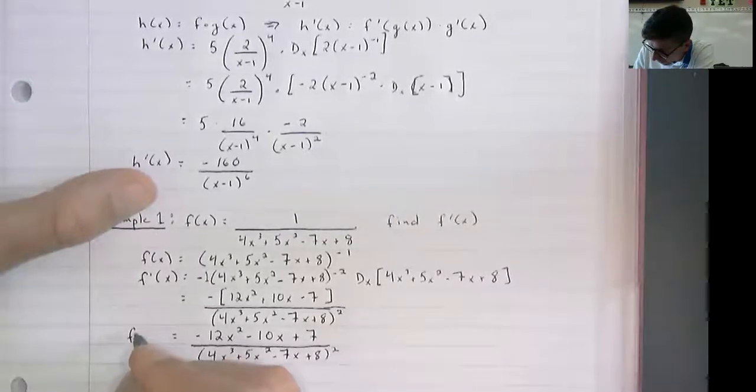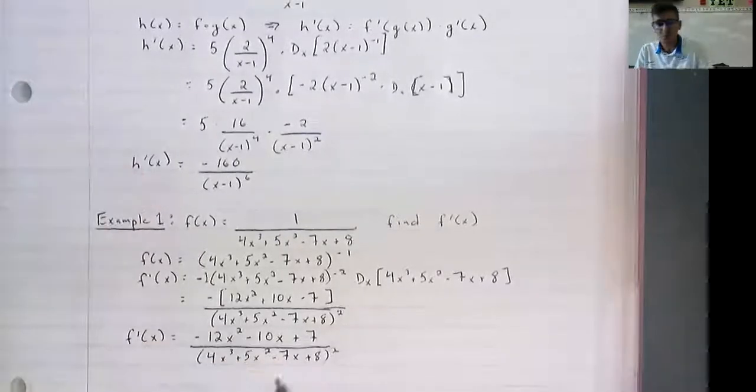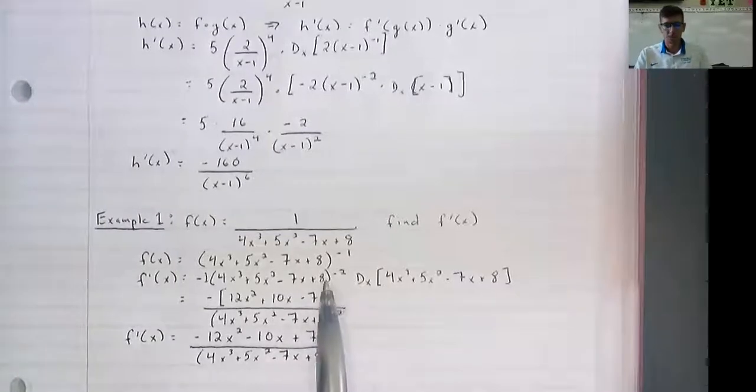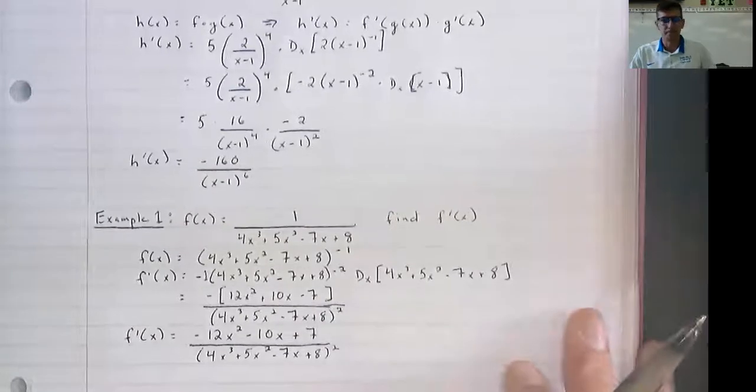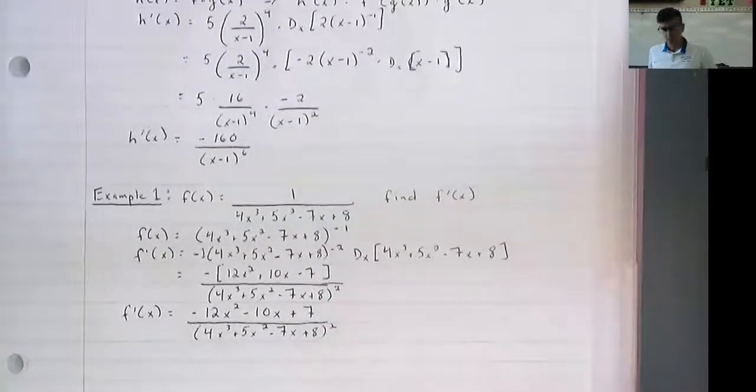That is f prime of x, which is what you would have gotten if you had done the quotient rule, but it might have just been a little bit more clunky.